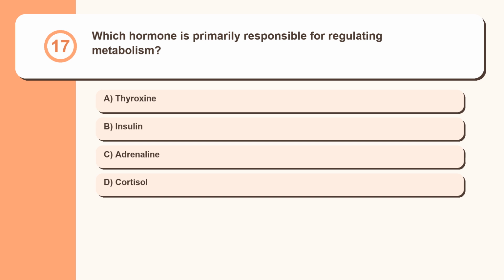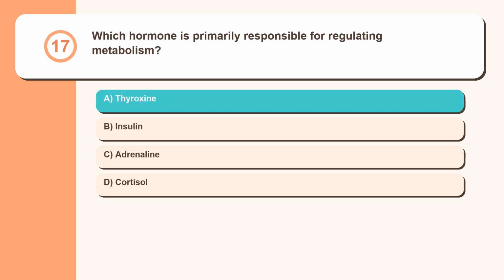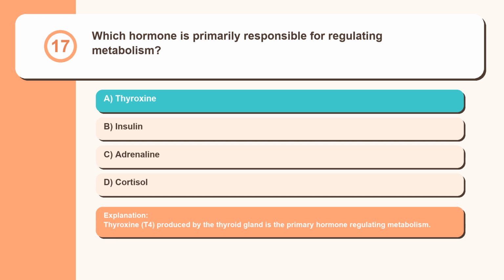Question 17. Which hormone is primarily responsible for regulating metabolism? Thyroxine, insulin, adrenaline, cortisol. Thyroxine, T4, produced by the thyroid gland is the primary hormone regulating metabolism.